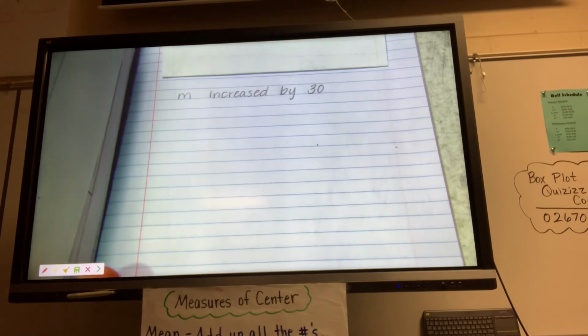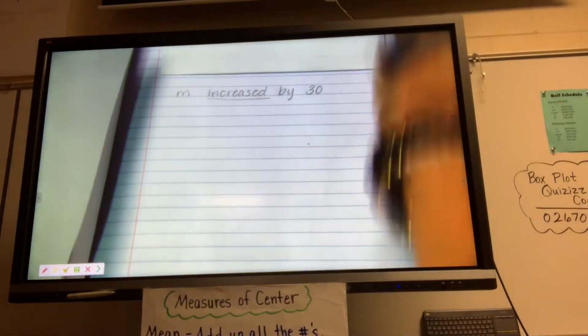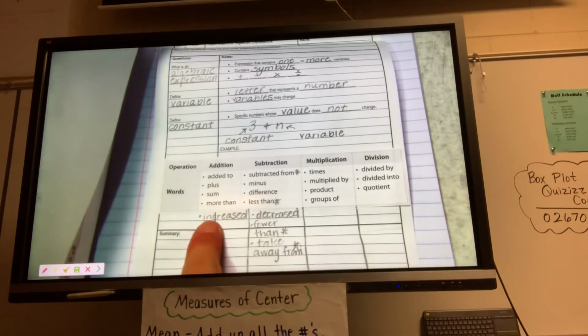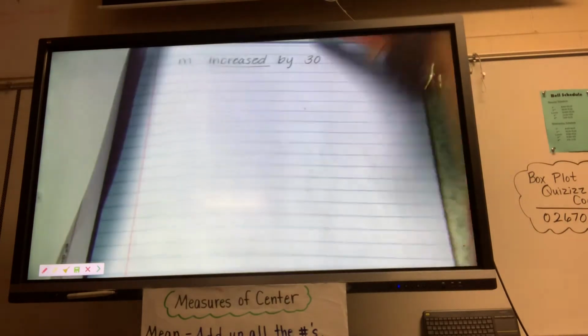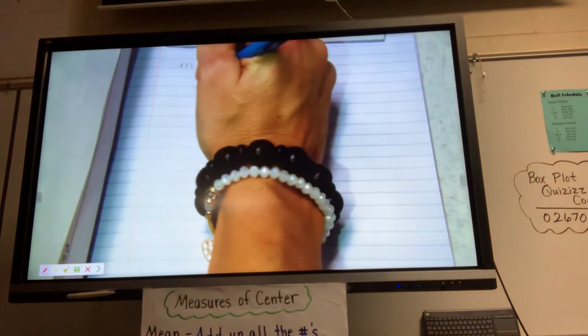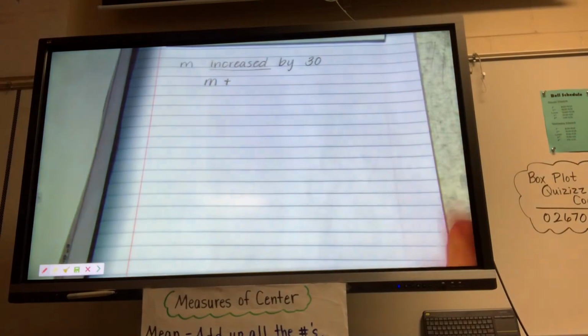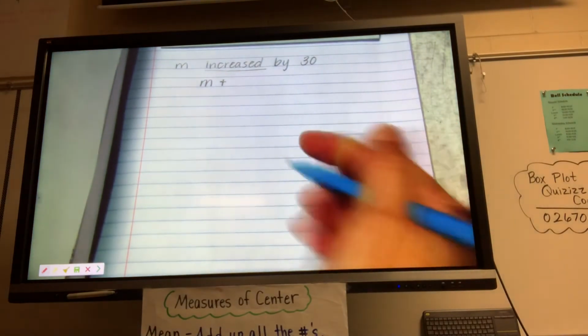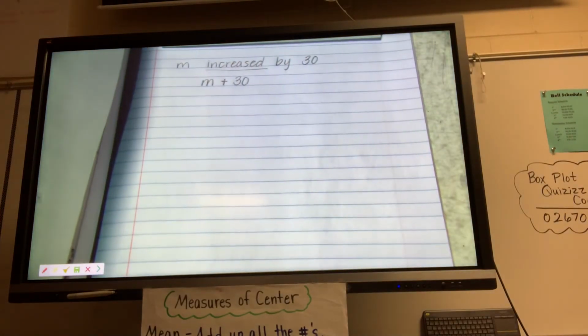So let's determine what the key word in here is that tells us the operation to use. Chloe, what do you think? Increase. Remember, we just wrote it down, so let's underline that. We wrote it right here, and it was under addition. So we're going to take M, and we're going to use a plus sign. And then what number do they tell us that we're increasing? 30. So M plus 30.